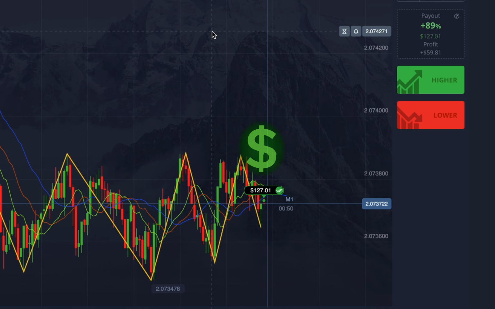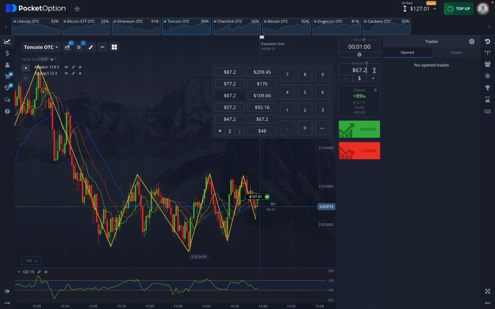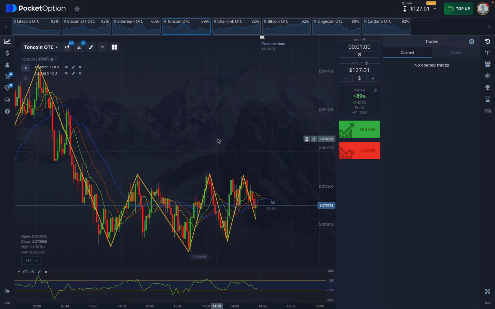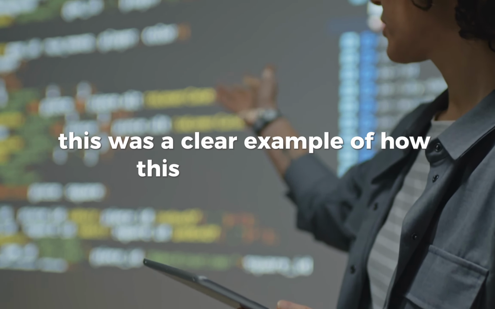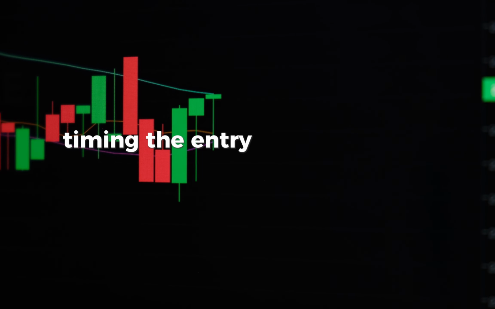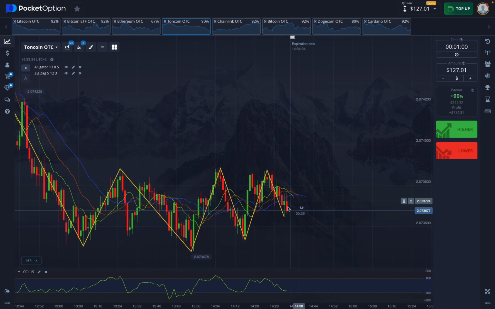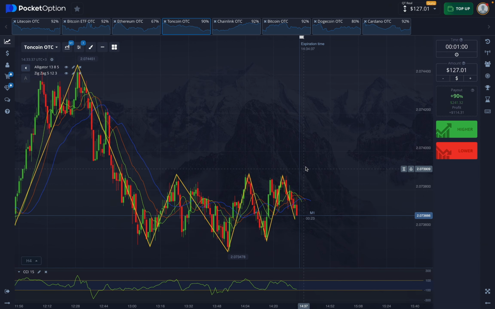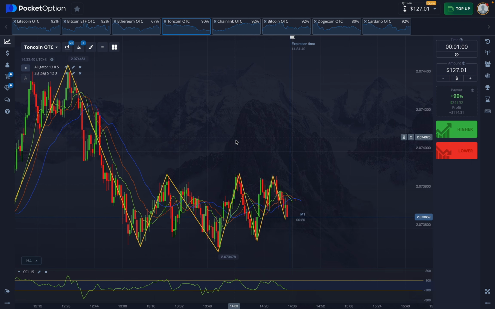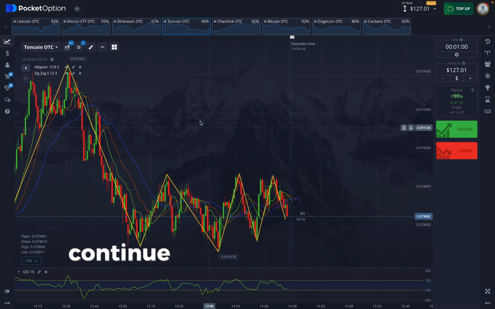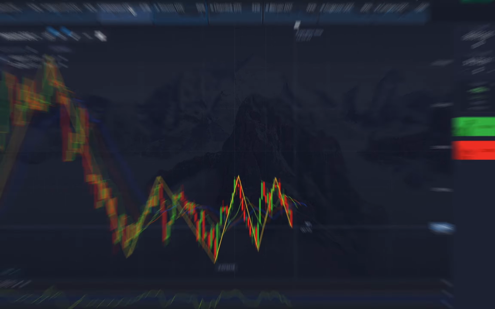And the trade was closed in profit. Great! The signal worked out perfectly, and it was a solid, reliable signal. Now, I'll adjust the transaction value and set the maximum for the next trade. This was a clear example of how this strategy works, timing the entry based on solid indicators. As you can see, I hit the candle at just the right moment and closed the position in the green. Now, let's keep going, continue our training, and pick the next asset.